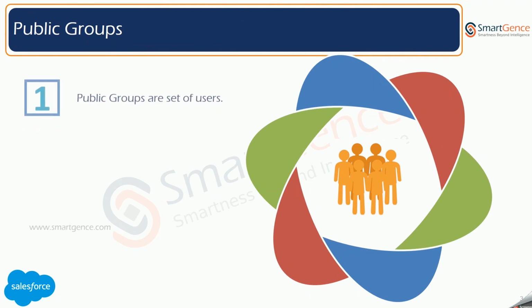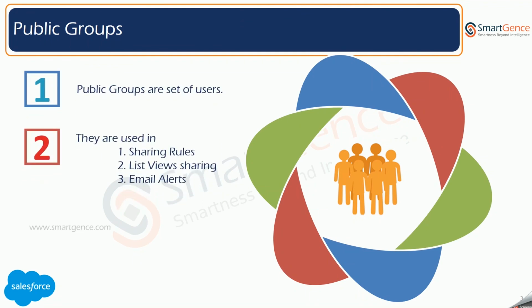So public groups are again a set of users, and they're used in things like sharing rules. You'll get to know more about sharing rules, but I'll just give a glimpse of it. Sharing rules are basically created to share a set of records to a set of users. That set of users could be defined as a public group. Then we can also define list view sharing using a public group of users. For example, we can share a particular list view to only this public group. That way we can also trigger email alerts only to the users available in that public group.